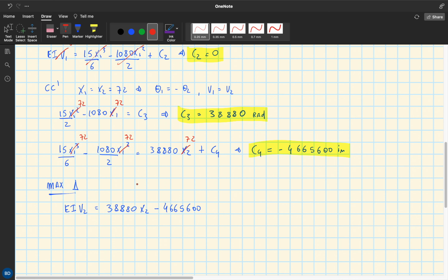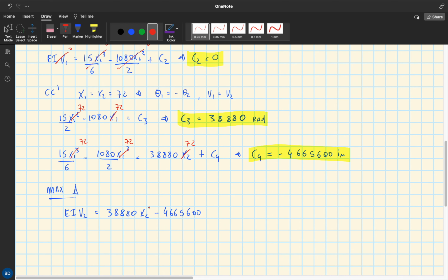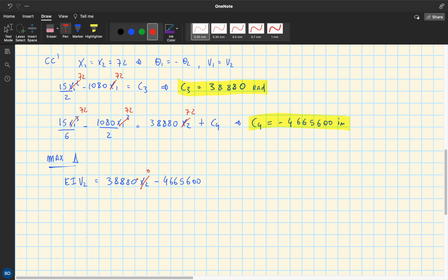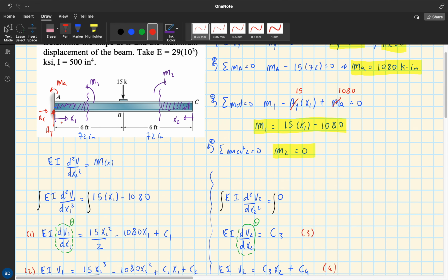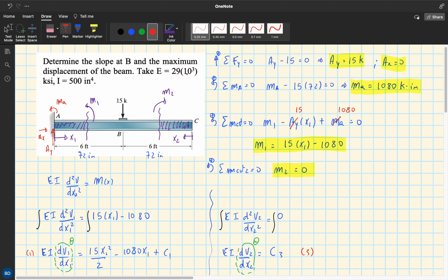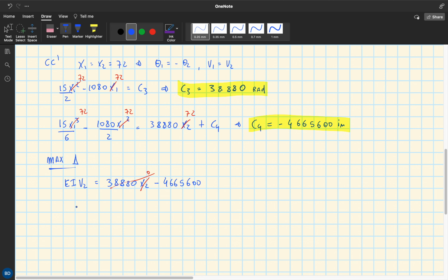Like I mentioned, the displacement is going to happen at point C, which is this point, and meaning that x2 is going to be 0. So x2 here is going to be 0, so this whole thing here goes to 0. And then we just need to plug in EI that we are given in the problem, 29 times 10 to the third times 500. And then we can find our maximum displacement.